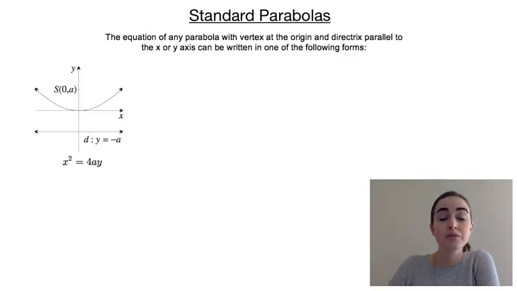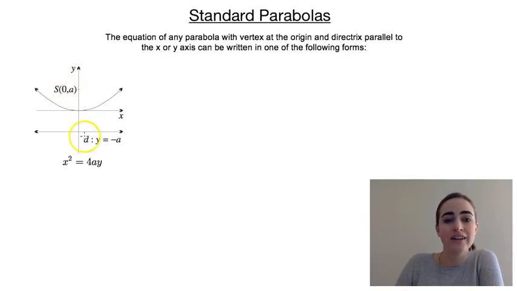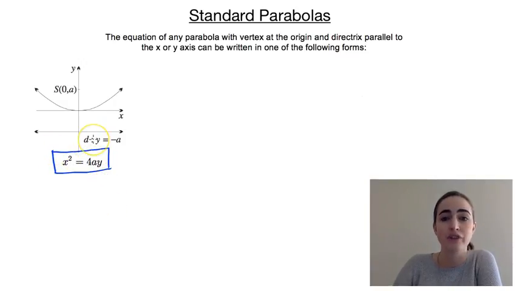So the first one is the one that we're most familiar with. We've got a parabola with vertex at the origin and it's concave up. Now, its focus would be the point (0, a), and the directrix would be y equals minus a, because that a there is the focal length, so the distance there. So the equation of that parabola would be x squared equals 4ay, and again that a is the focal length.